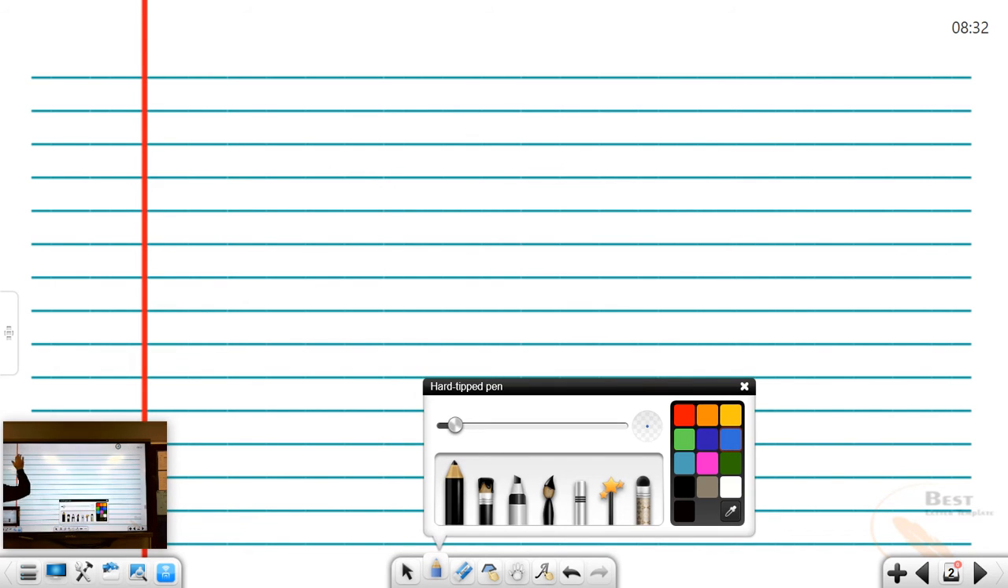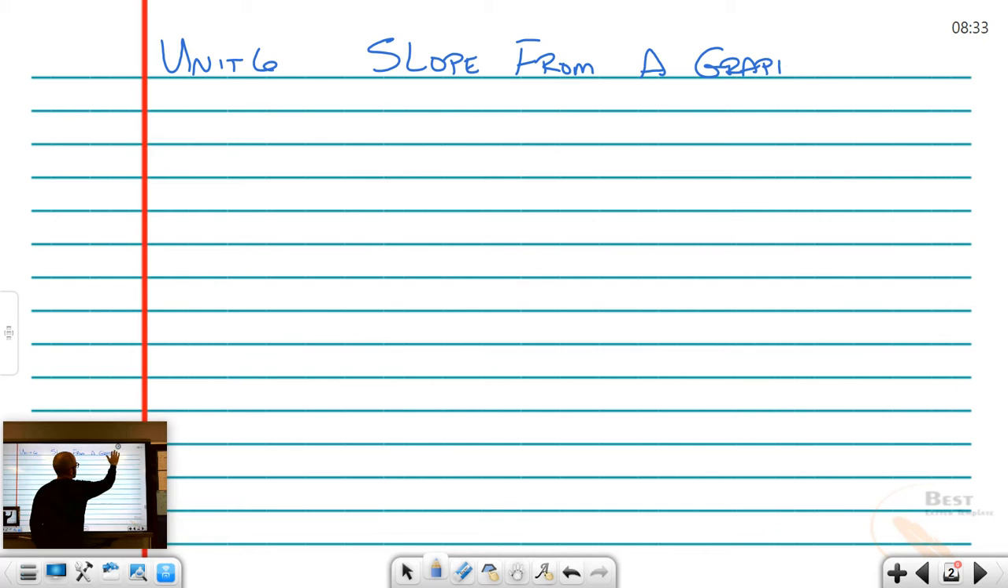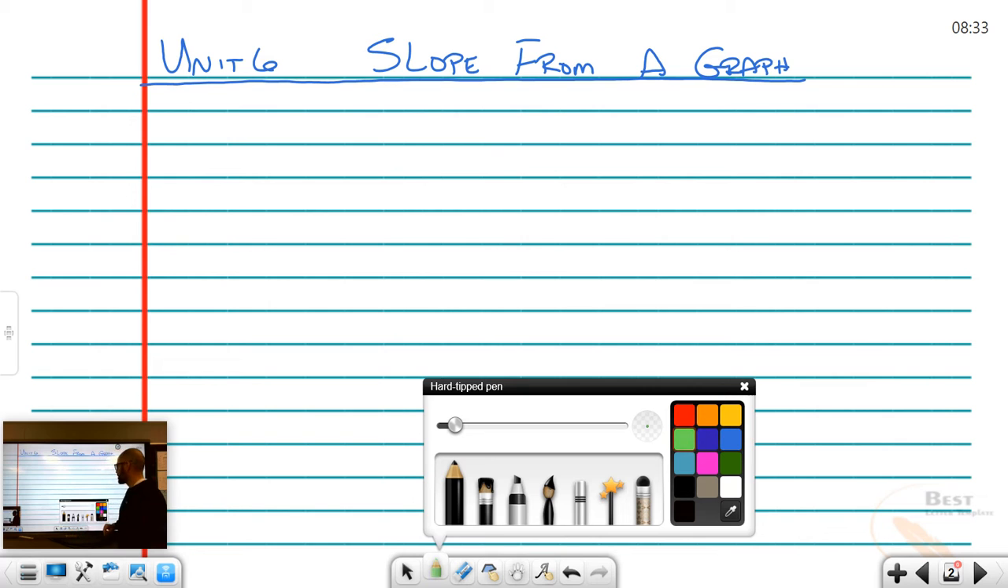All right, so we're still in unit 6, and slope from a graph. So before we get started with slope from a graph, let's talk about what slope is.